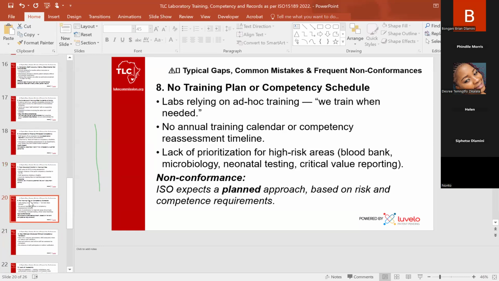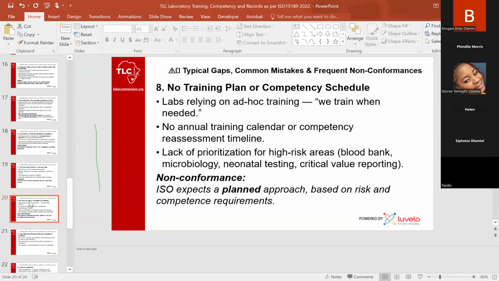Okay, let's go through. I've only got 10 of these. Number 8: no training plan or competency schedule. Labs relying on ad hoc training. We train when needed. That's not good enough. Okay, you need a training schedule. Obviously, you can add the ad hoc ones now and then, but overall, you will need a training schedule. No annual training calendar or competency reassessment timeline. Big no-no, so please make sure you've got that in place.